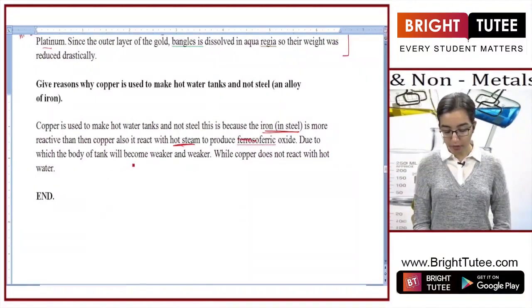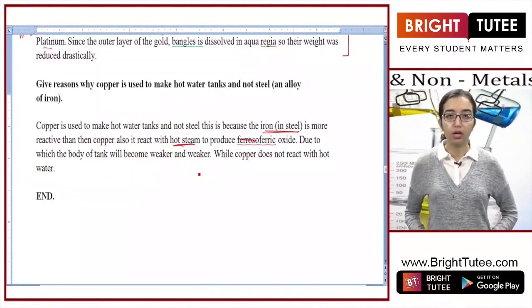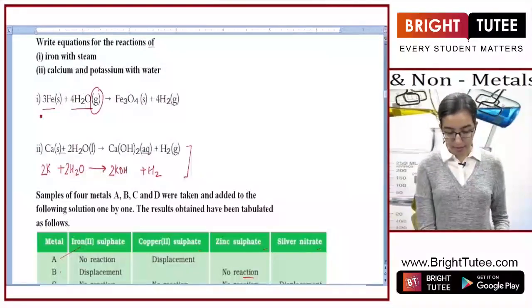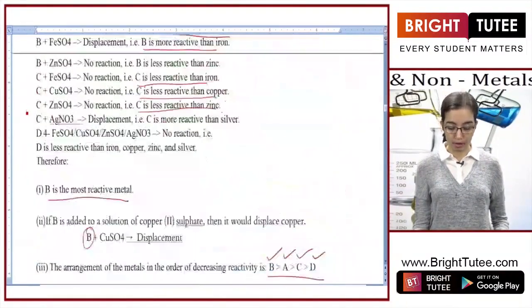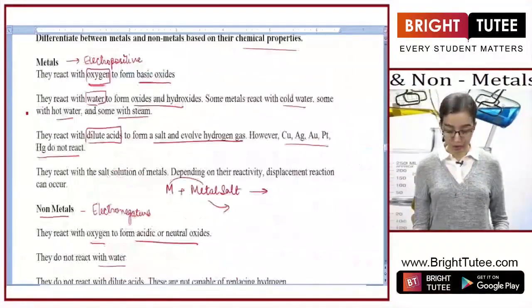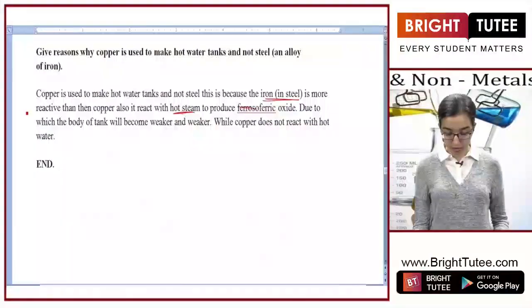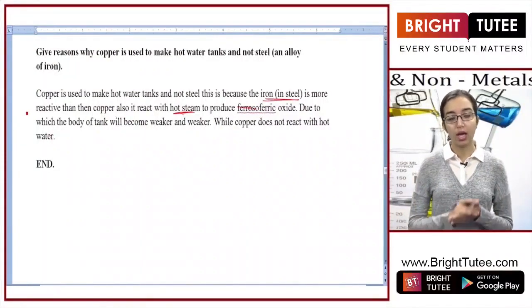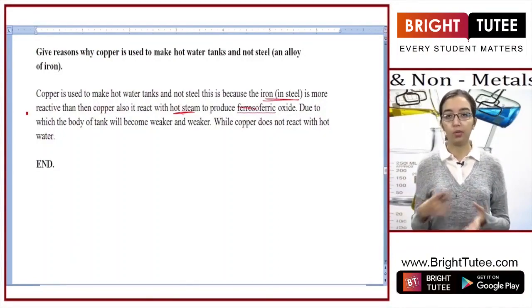due to which the body of the tank will become weaker and weaker, and the copper does not react with hot water. So as we have studied before in the equation above, iron reacts with water to form iron oxide and release hydrogen gas. We know that this reaction would also occur inside a hot water tank, because when water is heated, steam would be produced, and this steam would react with iron and it would lead to corrosion. That is why copper is used, because copper does not show this reaction.